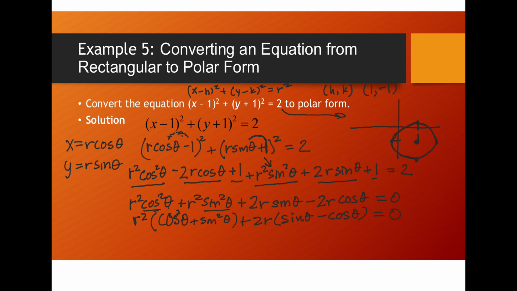And we'll see if that's necessary here. But cosine squared plus sine squared theta is 1, right? We like that. That's so great. That gets rid of it, so we just have r squared times 1, or r squared plus, I'm going to actually redistribute this here. I don't think we need to factor that out. So I'm just going to leave that as 2r sine theta minus 2r cosine theta.